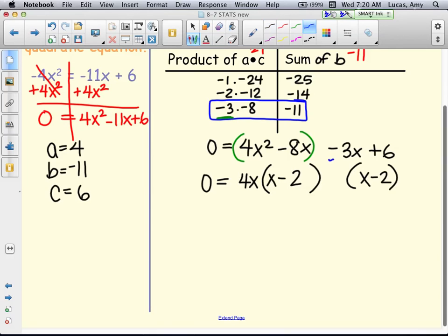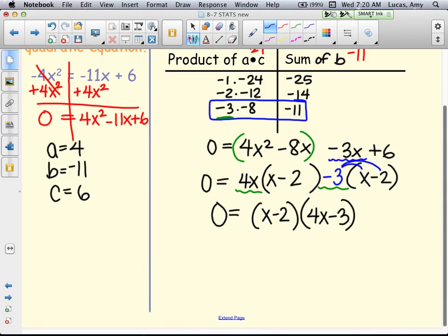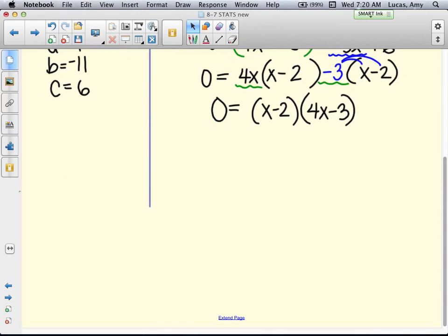So looking at this negative 3x, that means I factored out a negative 3. Negative 3 times x is negative 3x. Negative 3 times negative 2 is positive 6. So my factors are x minus 2 and 4x minus 3. I can set each one equal to 0, and we will have our solutions.